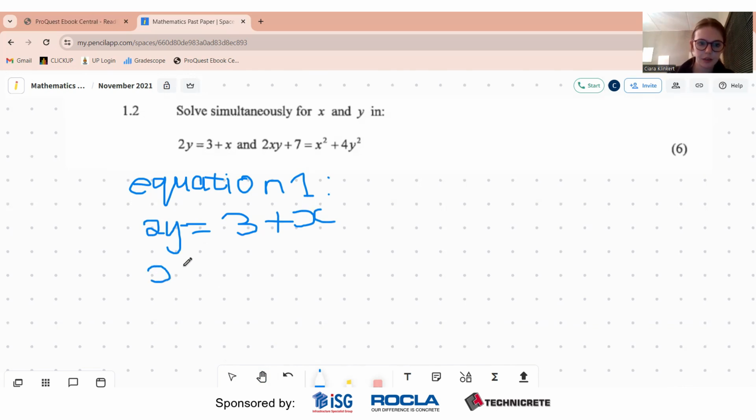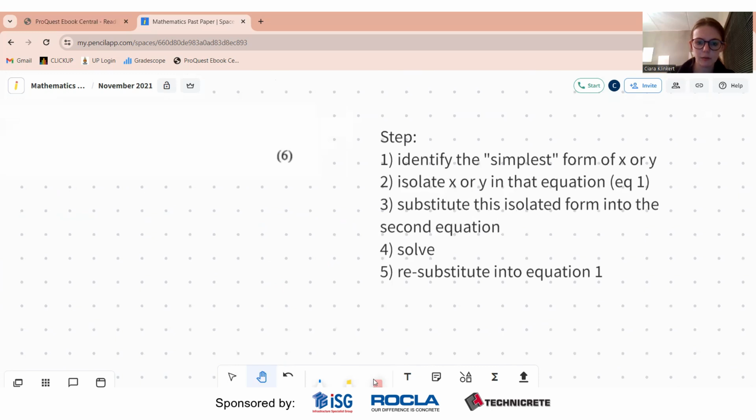Okay. Now I'm going to go straight ahead and isolate x. To isolate x, I just need to take that positive 3 over the equal sign, and it'll become negative 3. So now I get x is equal to 2y minus 3. Okay. So I have now completed step 1 and step 2. I've also labeled it as equation 1.